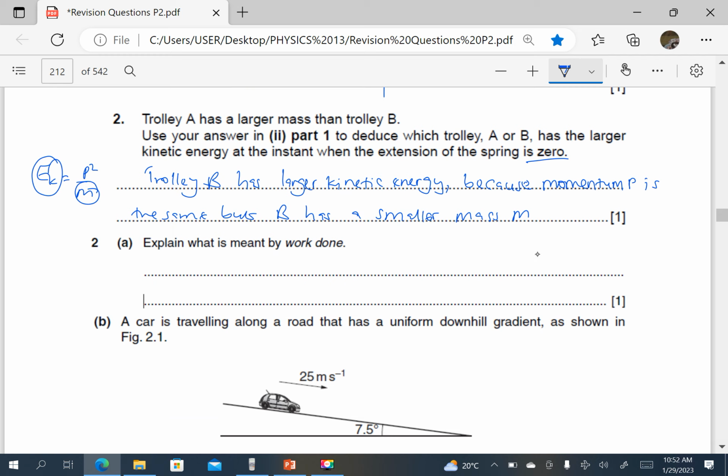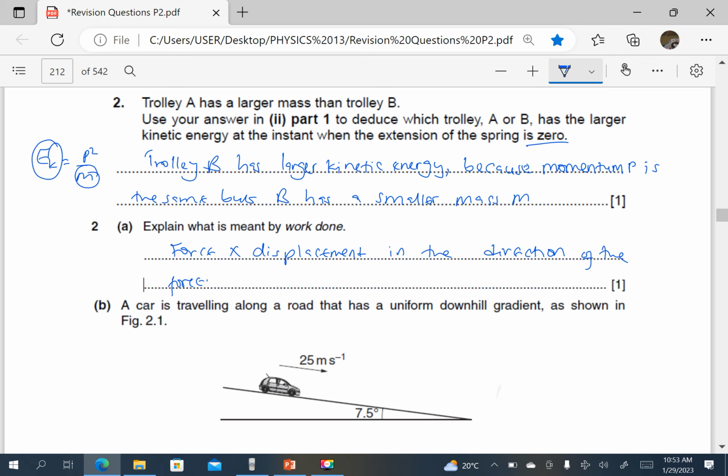Explain what is meant by work done. We now know that work done is force times displacement in the direction of the force. Force times displacement in the direction of the force.